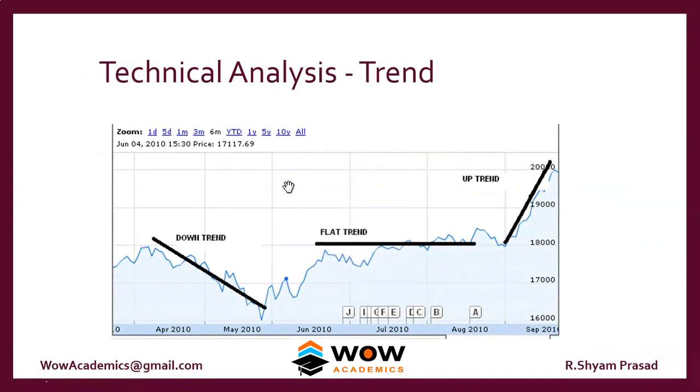If you look at this chart, the share price has been going down, then it has become flat, then it has become higher. Whenever the price goes down, it's called a downtrend. Whenever the price is on a sideways movement like this, that is called a flat trend. And whenever it goes up, it's called an uptrend. Every share price has a particular trend over a particular period of time, so they will be range bound only.